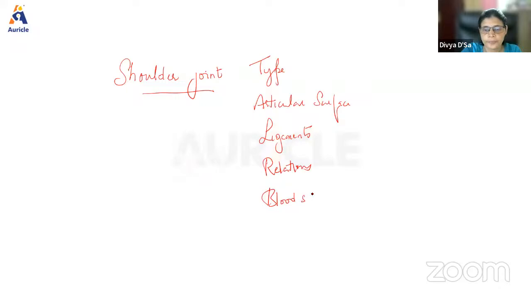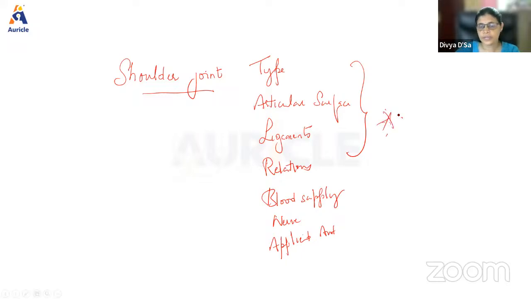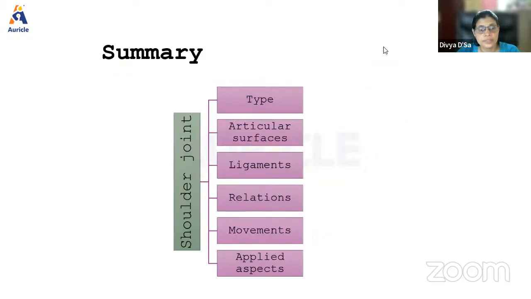And nerve supply too. Then applied anatomy. Okay, so these things, from the type to relations, are very important. You need to know them, as well as the applied anatomy. Applied anatomy is asked like a clinical anatomy question, where the condition is mentioned and the anatomical basis for it is asked. So this is the summary of the shoulder joint.